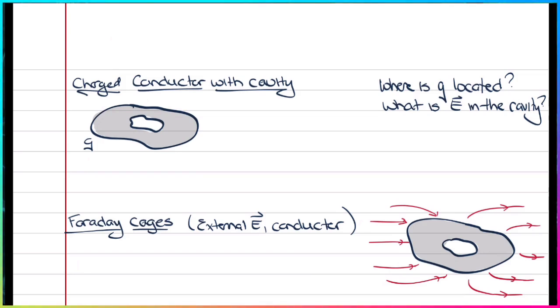Well, we can make the same sort of argument. Q goes to equilibrium, and you can repeat the argument to show that E must be 0 inside the conductor. So see if you could retrace that argument to show that. So everywhere inside the conductor, the electric field is 0.